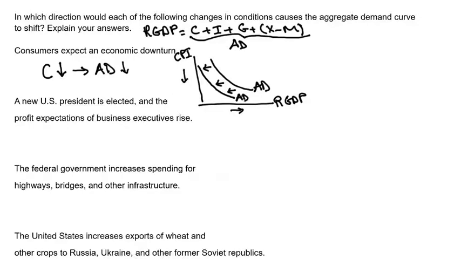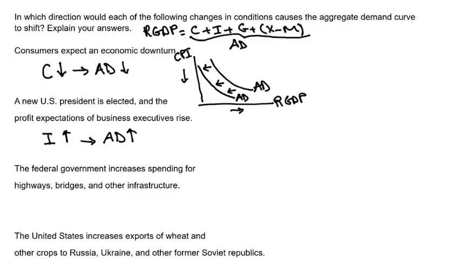In the second question, we have a new US president and the profit expectations of business executives rise. It looks like this is about the I component, the investment component. So we expect investments to go up. What is the effect on aggregate demand? The I component is an AD component, so an increase in I investments will increase AD.